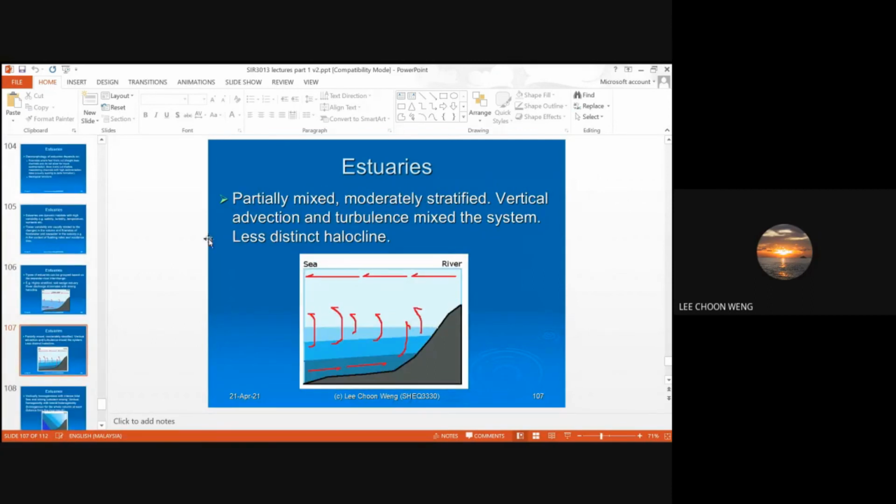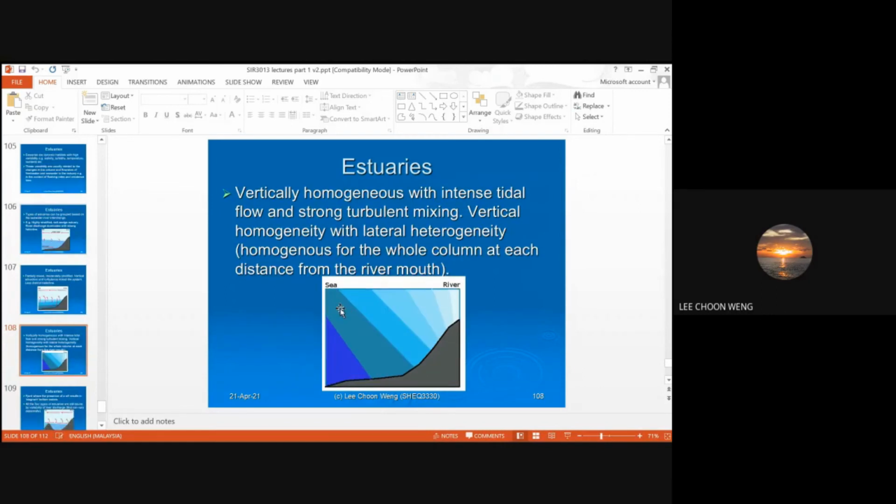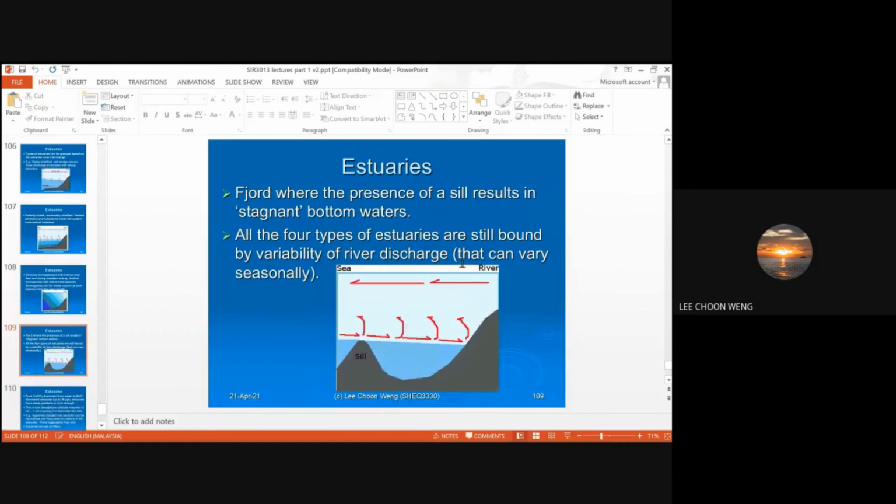So this is partially mixed, and this is vertically homogeneous. This is when there is strong turbulent mixing because of intense tidal flow. The sea is strong here, so it quickly mixes up with the river water. So it's essentially homogeneous.